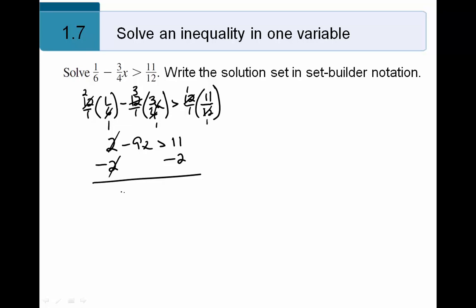The 2's cancel, leaving negative 9x is greater than, on the right-hand side, positive 11 and negative 2 is positive 9. With the variable term on one side and the number on the other, it's time to remove the coefficient. To accomplish that here, we have to divide both sides by negative 9. And since we're dividing both sides by a negative number, the inequality symbol is reversed. That gives us x is less than negative 1. Now, in set builder notation, that would be the set of all real numbers such that those numbers are less than negative 1.